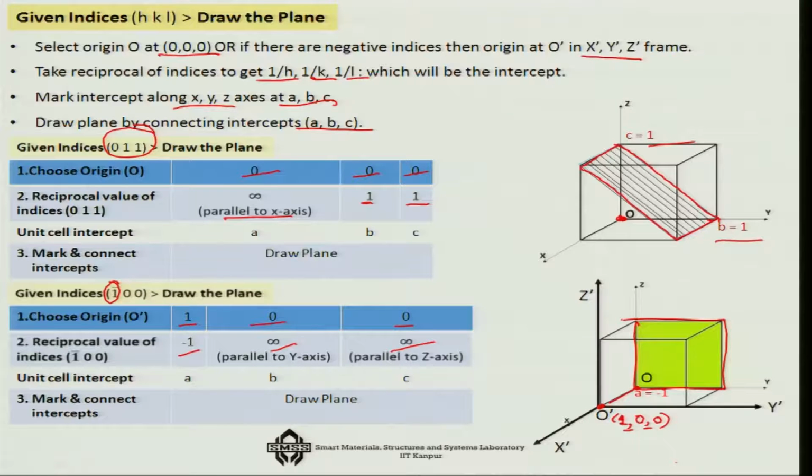which will have infinite intercept with respect to y prime and z prime, and it is going to only cut the x axis at a distance of minus 1. So, that is how we show this plane from the Miller index of the plane.